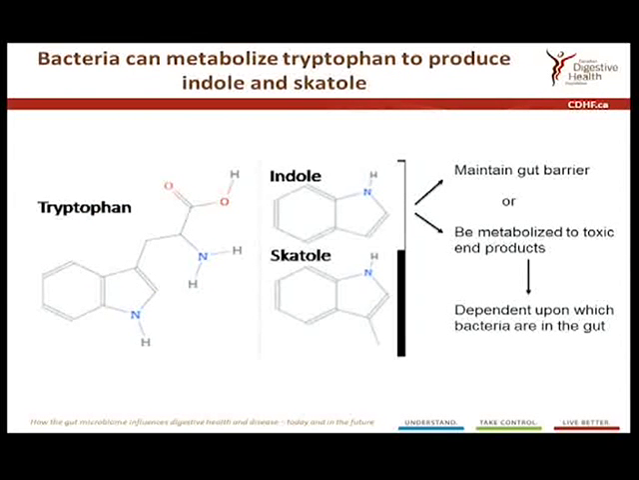Okay, here's another example, tryptophan in the diet. It can be metabolized to produce indole and skatole. And then what happens is that this indole can either maintain gut barrier, or depending on which microbes are there, it can be metabolized to produce several toxic metabolites. So again, if you in your gut have some of those bacteria that can produce these toxic metabolites, that's the way it's going to go. Whereas if you can replace them with the ones that don't, then you're not going to be producing these toxic metabolites.